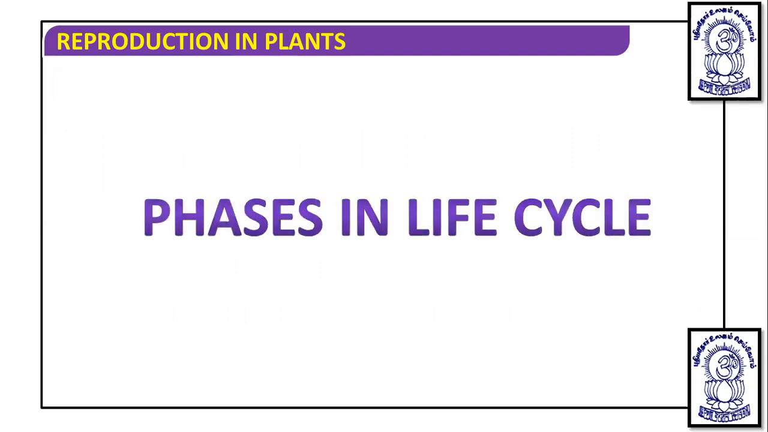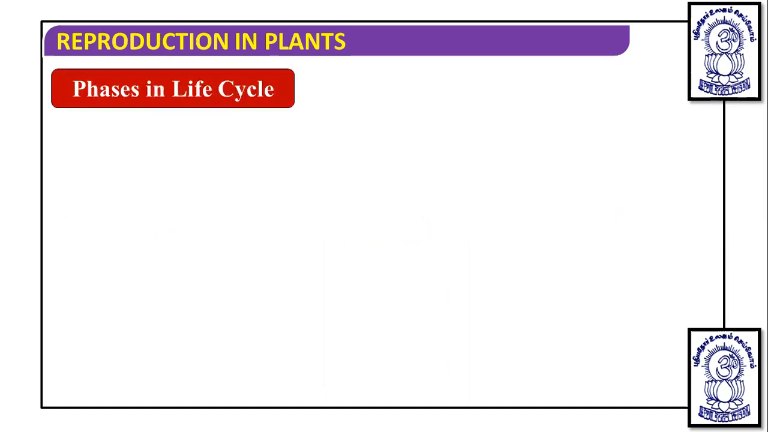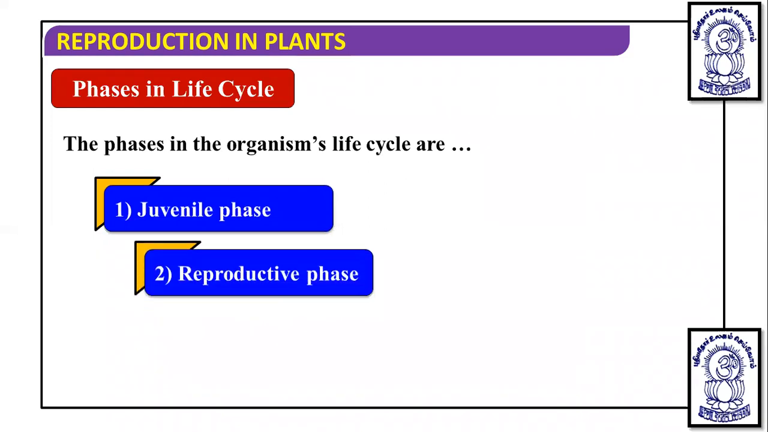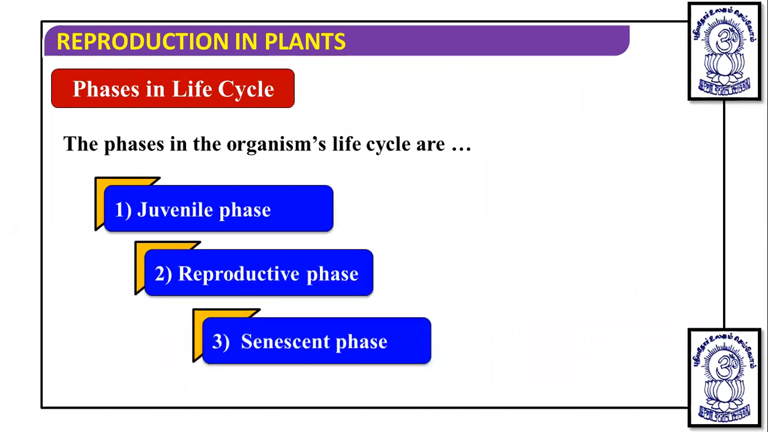So now in sexual reproduction, we have to discuss the phases of life cycle. The phases in an organism's life cycle are three. First is the juvenile phase, second is the reproductive phase, and third is the senescent phase. So three phases are there: juvenile, reproductive, and senescent.